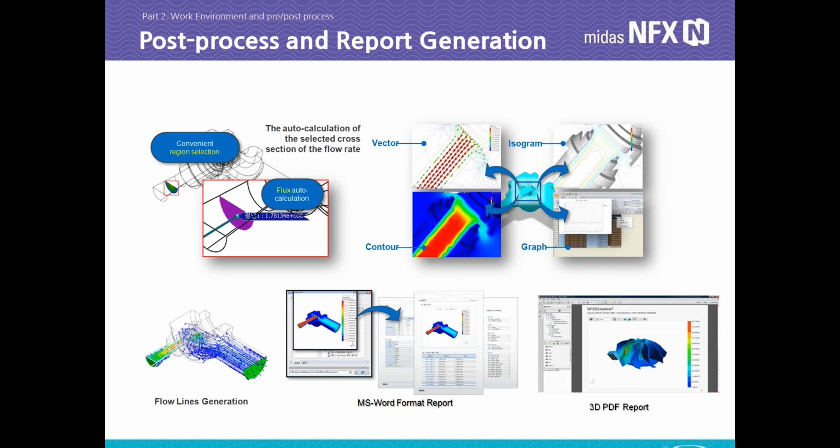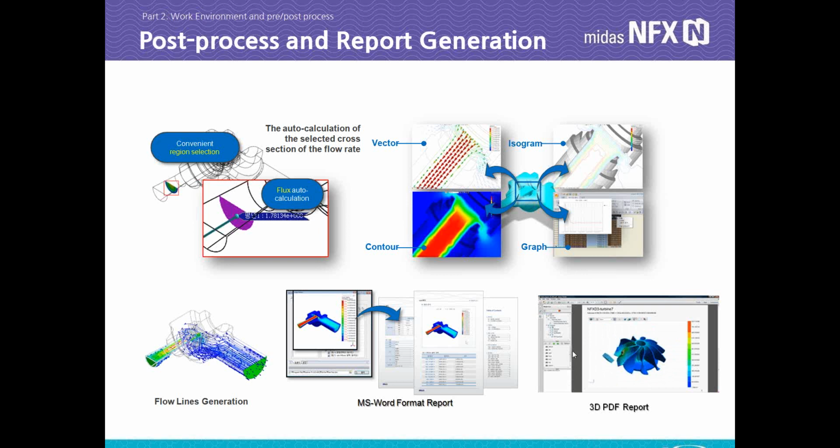Now about the process and the report generation. As I was saying, there are a lot of features to get the result you need: the vector output, the contour, the isosurface. You can automatically calculate the flux at any section of the model. You can get the flow lines, and finally you can export your result into a report in MS Word format. It's very convenient because you can modify the report manually afterwards. You can add some annotations and everything.